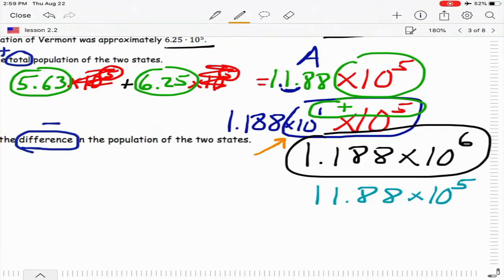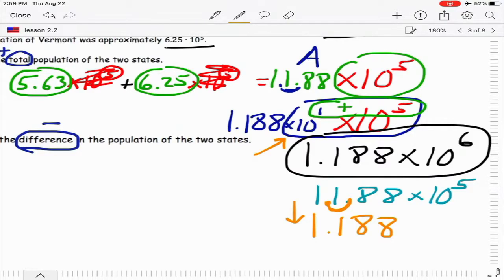Let's just say you get 11.88 times 10 to the 5th power. Once again, you do need to tweak it. You do need to put it in scientific notation. So you do need to move this decimal 1 space here. Because you moved it here, now it's 1.188. From the original number to the new number, did it increase or decrease? It went from 11.88 to 1.188, so obviously it decreased. The value went from 11 to 1. Just think of it like that.